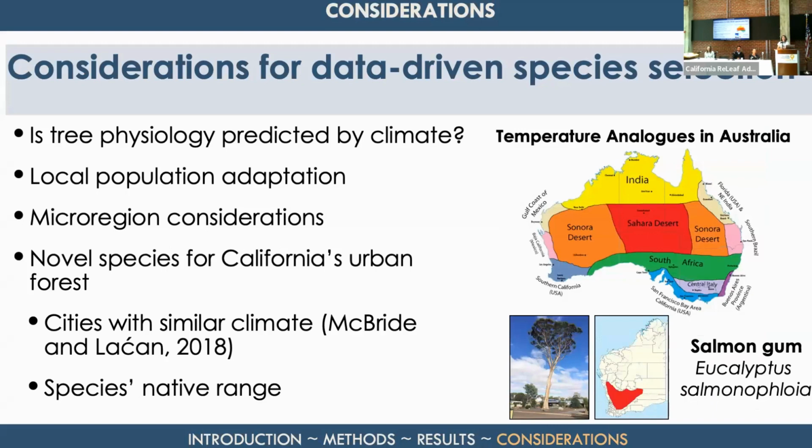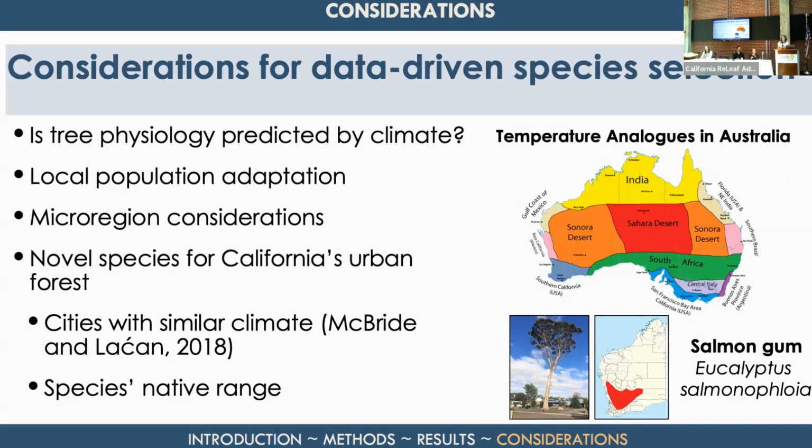And so, for example, Southwest Australia has a climate that's very similar to Southern California, and one of the species that is native to that region and that is grown widely in their urban forest and is a very handsome tree is the salmon gum, Eucalyptus salmonifolia.